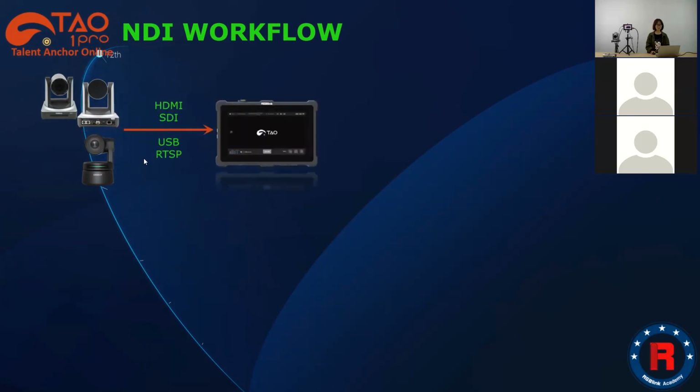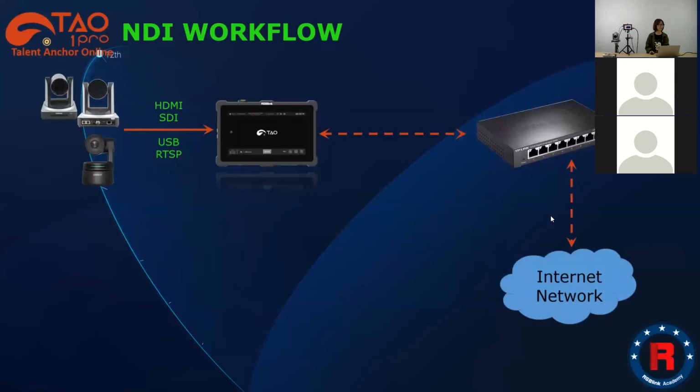About the workflow, we use the HDMI or SDI port, or a USB 3.0 camera as the input signal to the Taiwan Pro, this encoder. At the same time, Taiwan Pro connects to the router, and through this router, we connect it to the internet network.